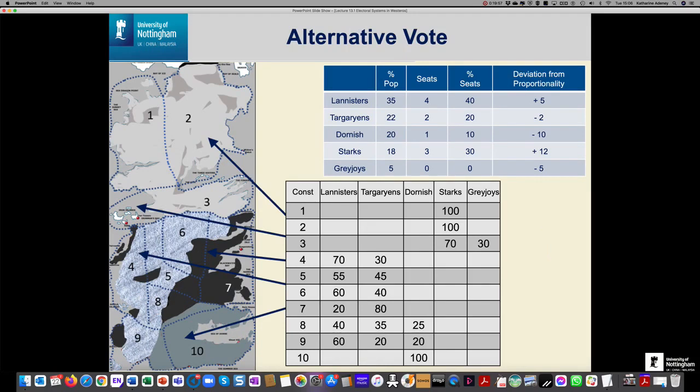Let's move on to the alternative vote system. Now, this is still a majoritarian system, but unlike simple plurality, you have to get a majority of the votes in a particular constituency to be elected. And it's also a preferential system. And that means that people, when they're voting, don't just vote for their first candidate. They have a chance to express their preference for their second or third or fourth candidate as well.